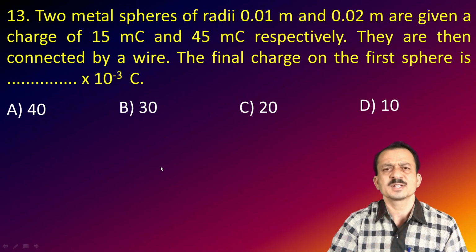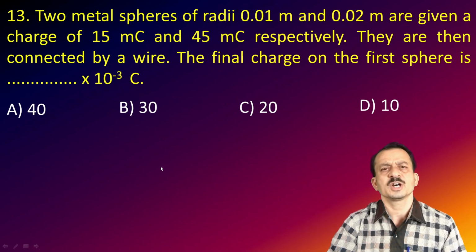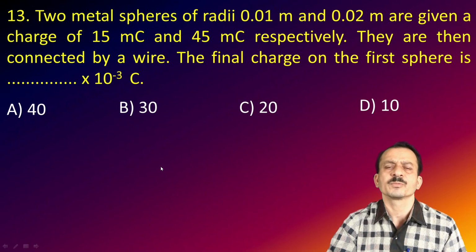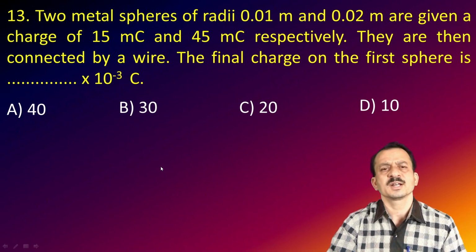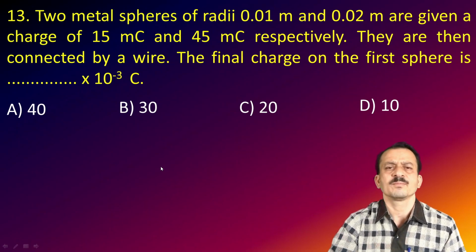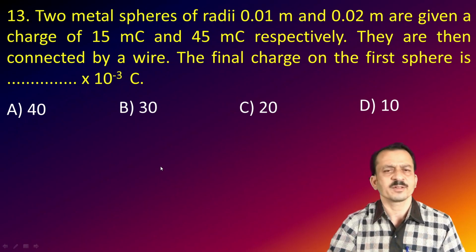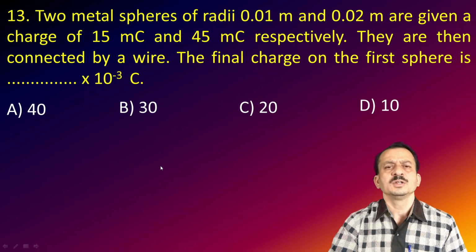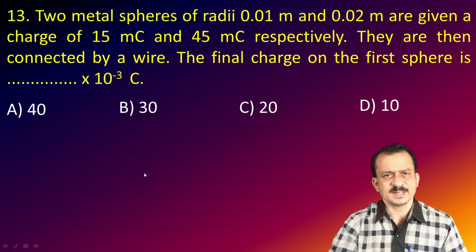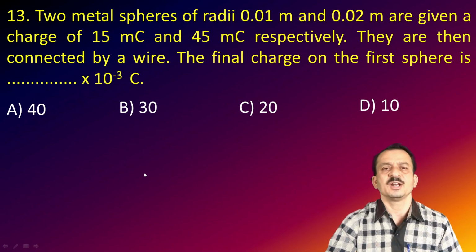Now here two metal spheres are given. One is of radius 0.01 and the other one is of radius 0.02. The first one is charged with 15 millicoulomb and the second one is charged with 45 millicoulomb. Now these two spheres are connected by a conducting wire. Then charges obviously start to flow from one sphere to the other. Up to what extent will the charges flow? Whenever the two spheres attain the same potential.